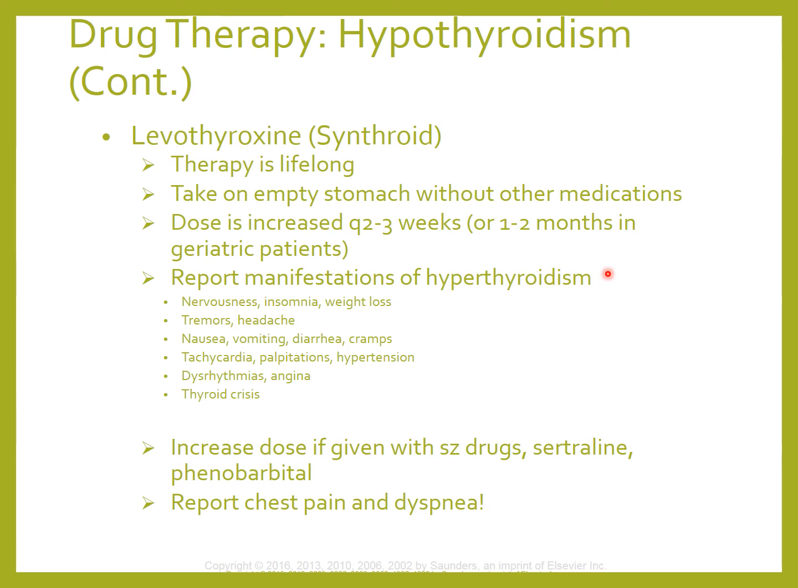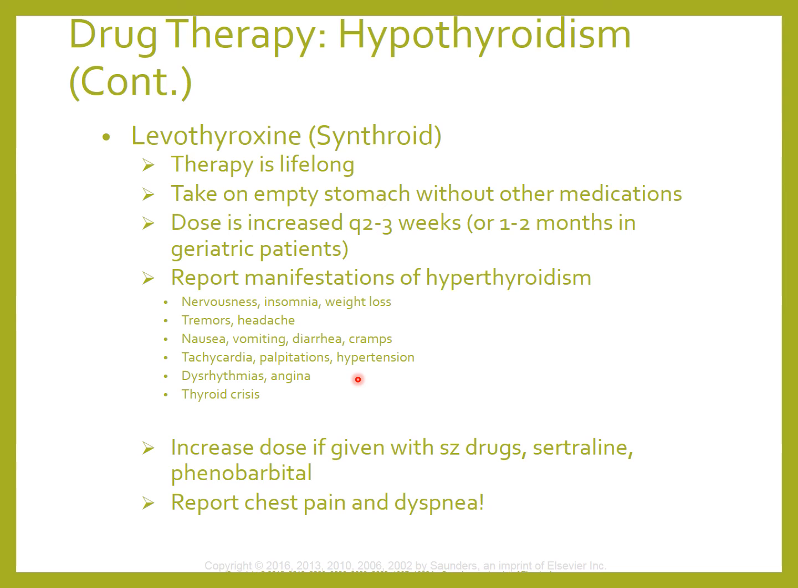Now, you can always go to the other extreme, because you don't know how much it will take for somebody to normalize. So you may go from 25 micrograms to 50, and next thing you know, they start developing signs and symptoms of hyperthyroidism. So they need to be aware.